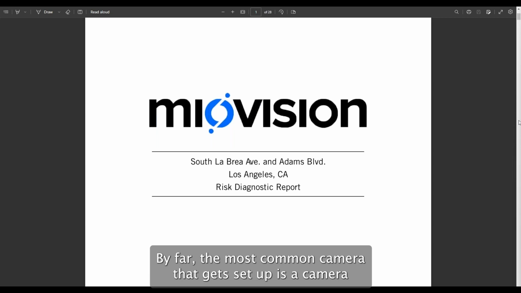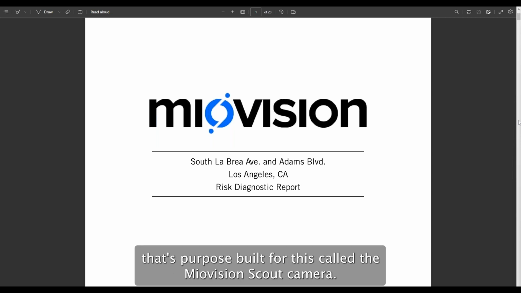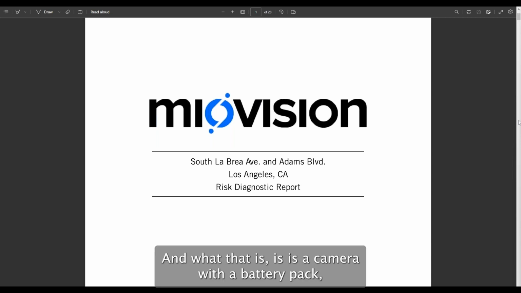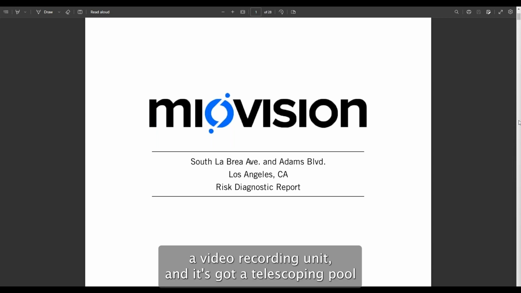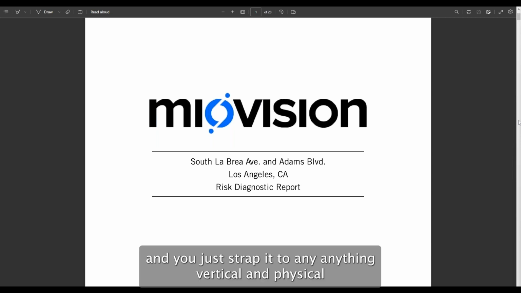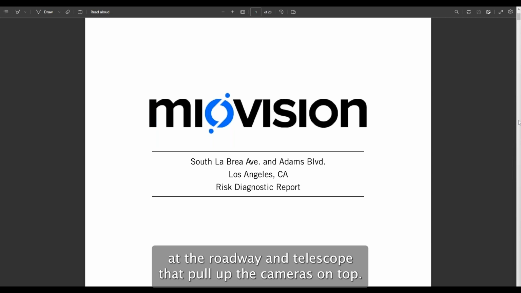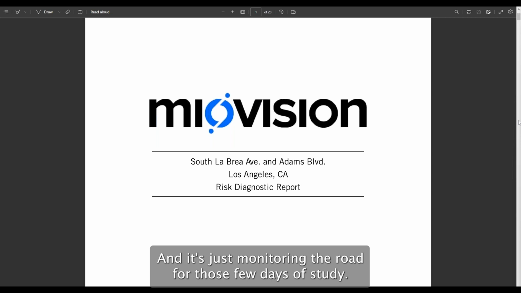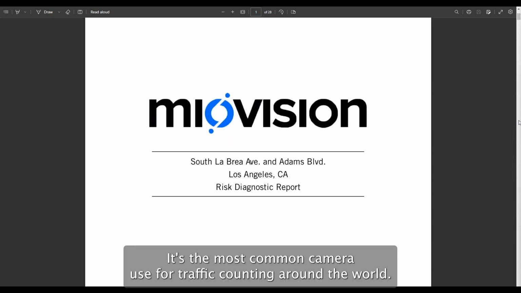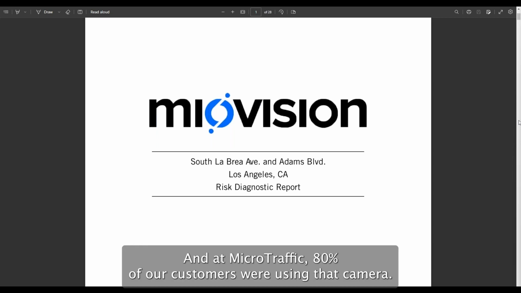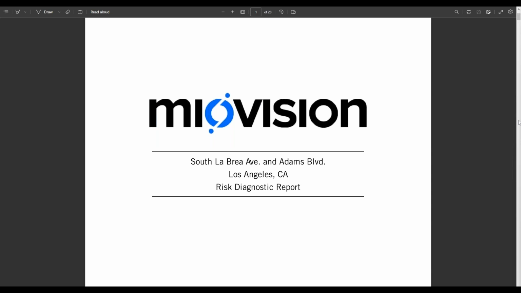By far, the most common camera that gets set up is a camera that's purpose-built for this, called the Miovision Scout camera. It's a camera with a battery pack, a video recording unit, and a telescoping pole. You just strap it to anything vertical and physical at the roadway, and telescope that pole up. The camera's on top and is just monitoring the road for those few days of the study. It's the most common camera used for traffic counting around the world. And at Microtraffic, 80% of our customers were using that camera.